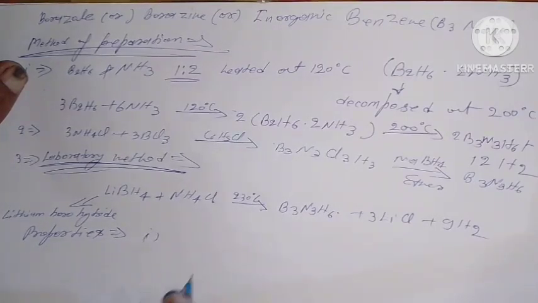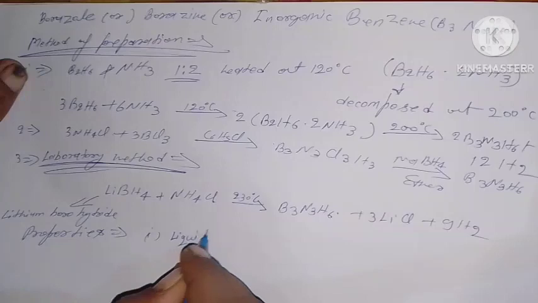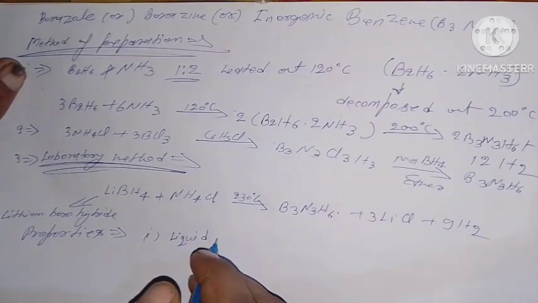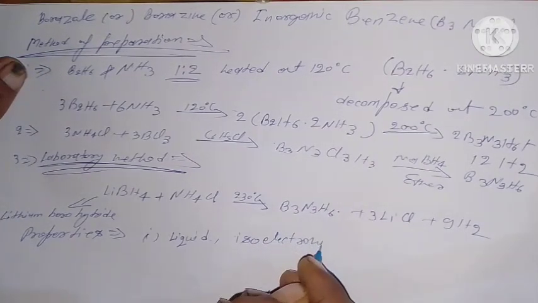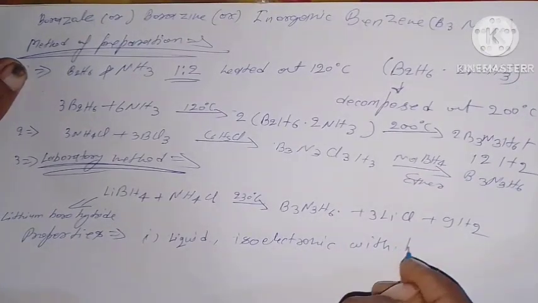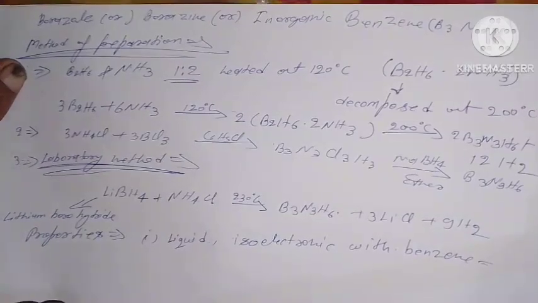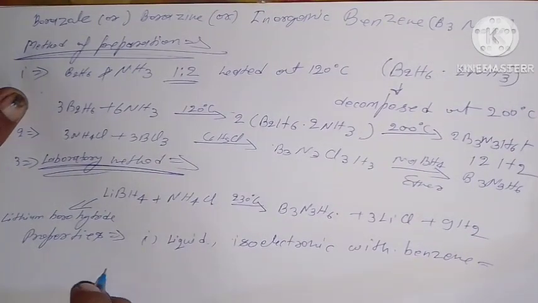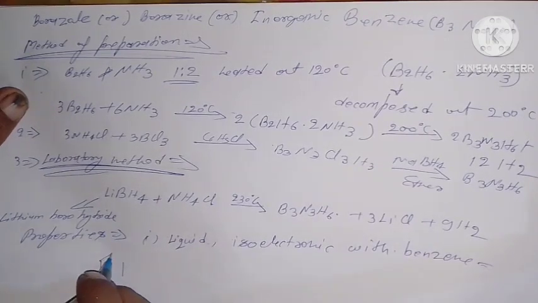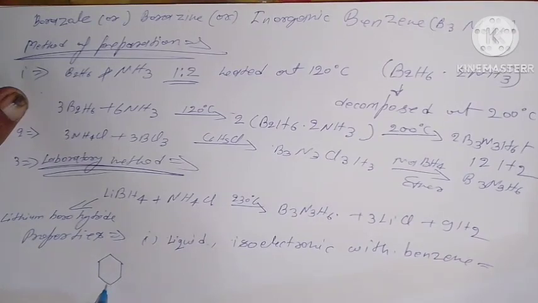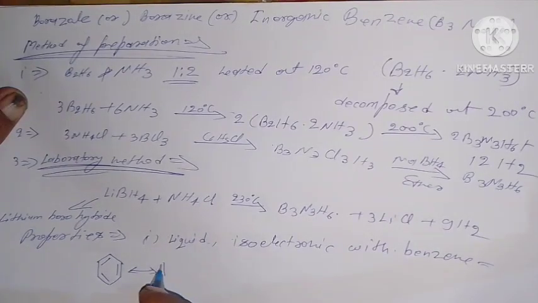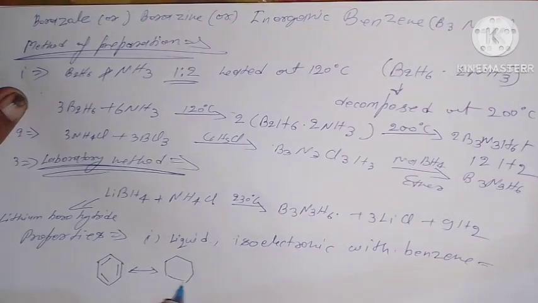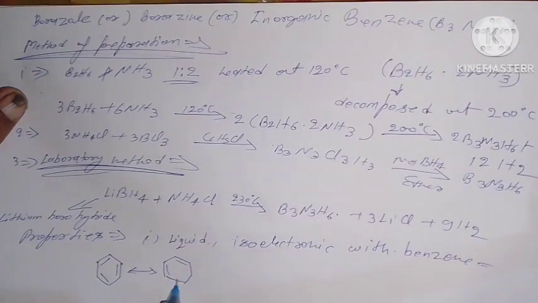Properties. First point. It is a liquid. It is isoelectronic with benzene. Okay. This is benzene.